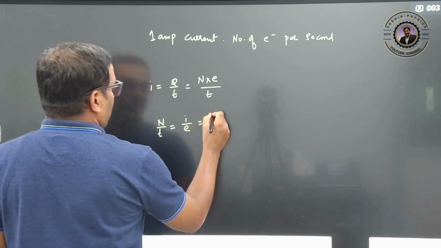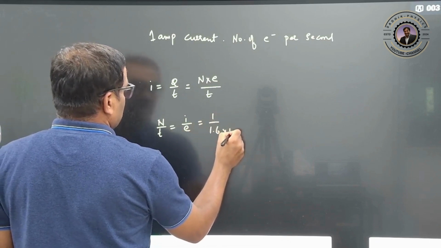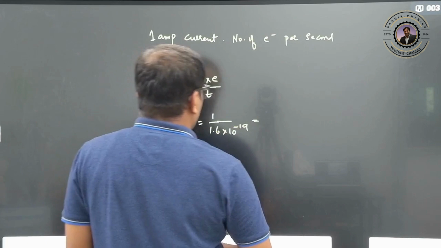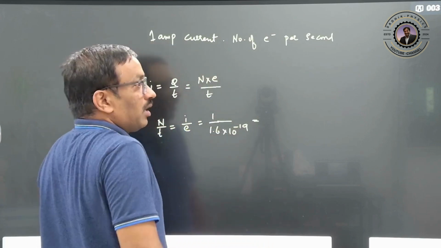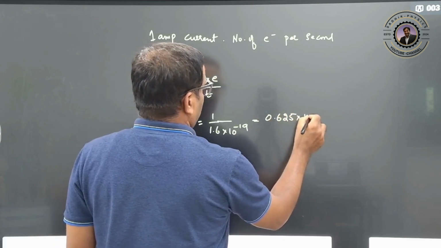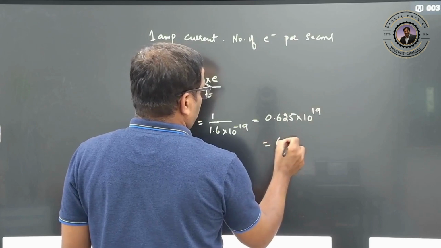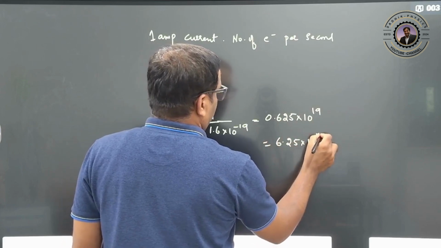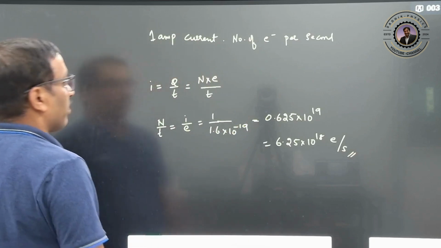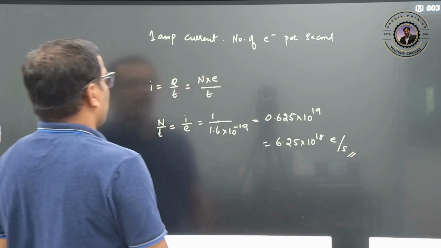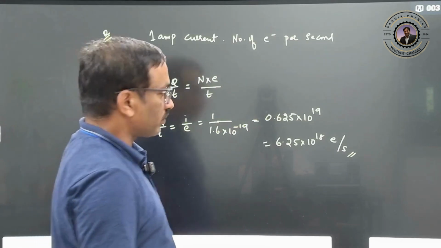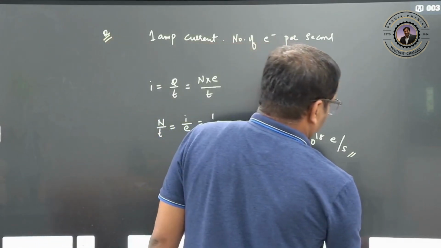So the current is 1 ampere, divided by the charge of the electron, 1.6 into 10 to the power of minus 19. Taking it to the top, 10 to the power of 19, 1 by 1.6 is nothing but 0.625 into 10 to the power of 19. Therefore, 6.25 into 10 to the power of 18 electrons per second. This many electrons will flow per second, then it is said that 1 ampere current is flowing. Clear? Right?